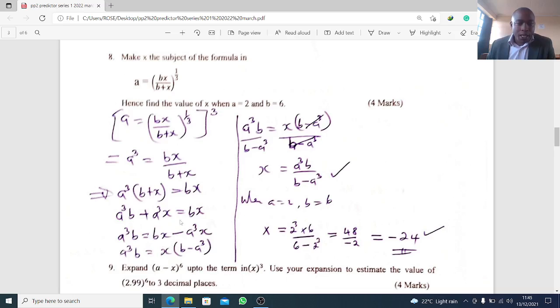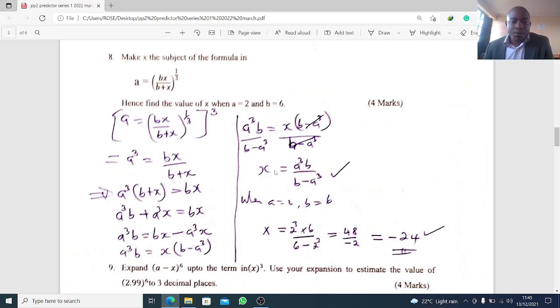Then we divide by b minus a cubed, b minus a cubed, we remain with x here. So x will be a cubed b all over b minus a cubed. That is what we can see here. That is the value of x.